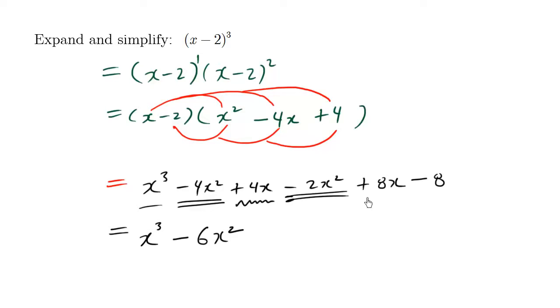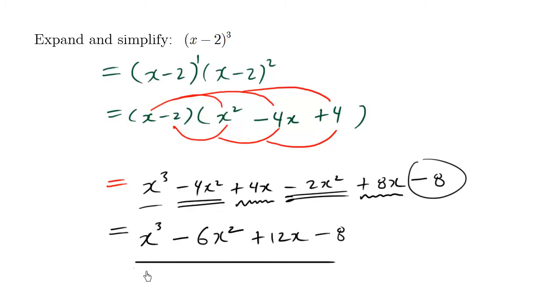And I'll just do a little squiggly line for all the x's here. Positive 4x plus 8x becomes positive 12x. And finally, there's only one number left, negative 8. So when we expanded this binomial, which is cubed, we ended up with this final answer. We expanded it and simplified it by gathering terms.